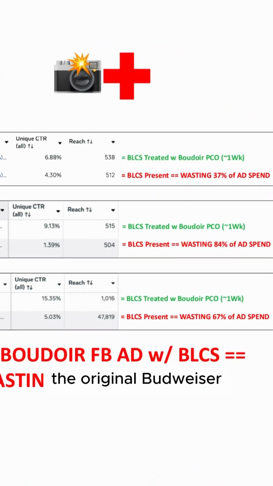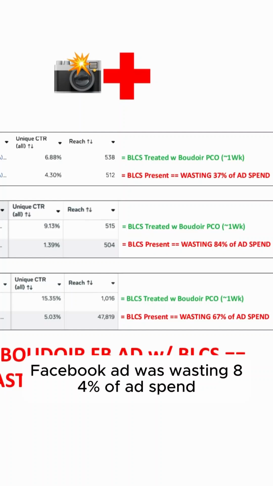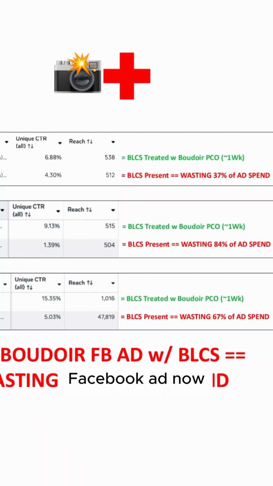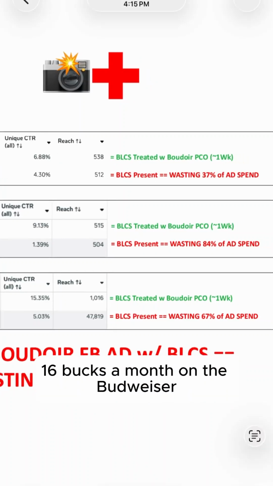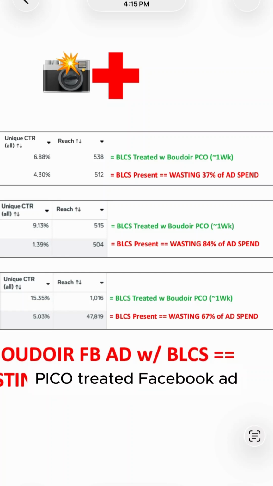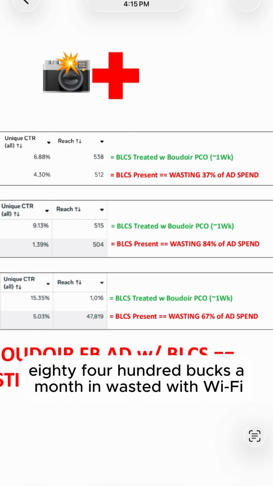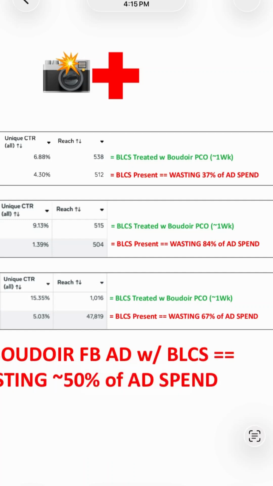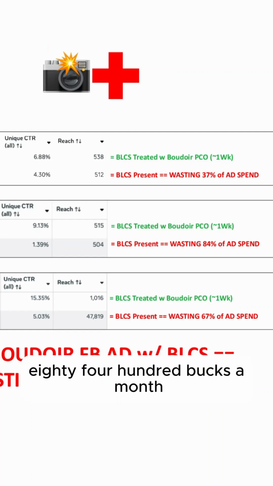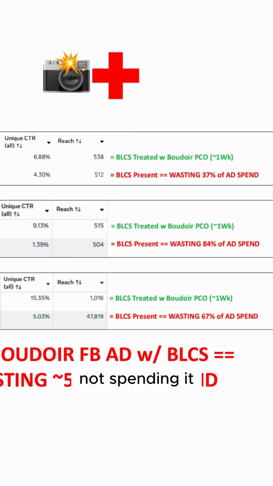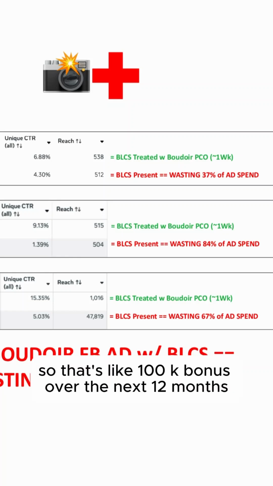So we found out the original Boudoir Facebook ad was wasting 84% of ad spend. So if they're spending 10 grand a month on that original ad, now they only need to spend $1,600 a month on the Boudoir Pico treated Facebook ad, and they get their ad into the same number of women's brains in both scenarios. So they eliminate $8,400 a month in wasted Boudoir Facebook ad spend, and they just pocket that $8,400 a month by simply not spending it. So it's like a 100K bonus over the next 12 months.